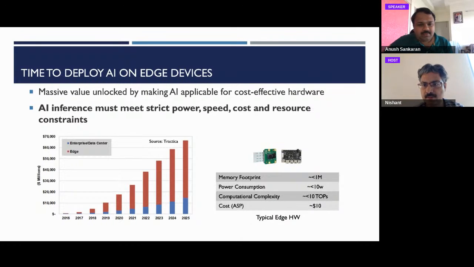The other question is from Ashish. There's a trade-off between accuracy versus latency. How do we maintain the accuracy at the edge? Yes, that is the exact problem that we are trying to address.